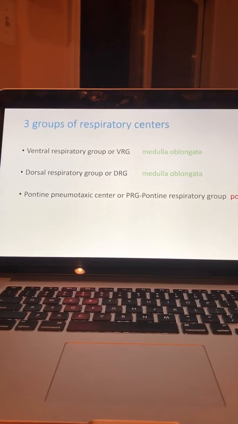The last group, the pontine pneumotaxic center, or you can just call it the PRG, the pontine respiratory group, is located in the pons. This group maintains the inhalation and exhalation. It can adapt the breathing rate and modify it. The PRG also receives input from higher functioning areas of the brain like the cerebrum. The PRG might adapt the respiratory rate for things like sleep and exercise.